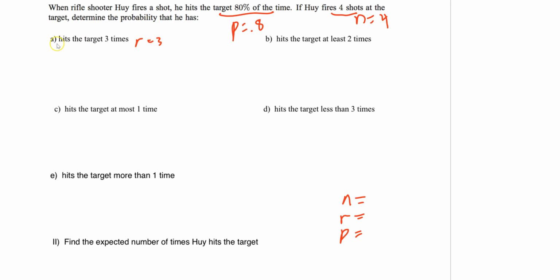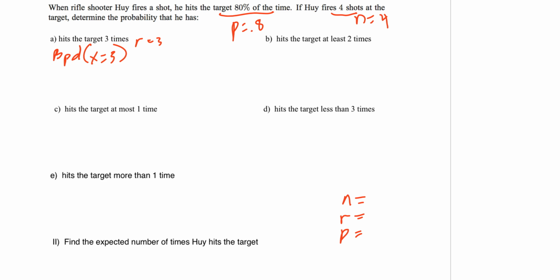Now notice how this one says hits the target 3 times. All we want is the target. He hits it 3 times or exactly 3 times. That's binomial PDF. Right, so binomial PDF, we have all our stuff. X equals 3, that's all we're looking for.